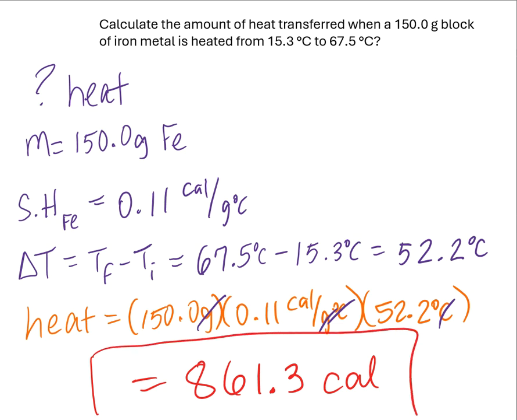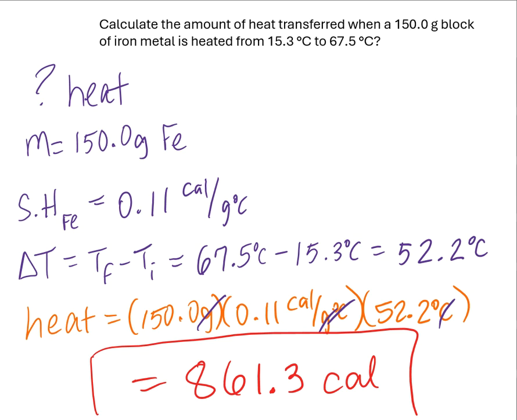So that means for 150.0 grams of iron, it will take 861.3 calories to increase the temperature from 15.3 degrees Celsius to 67.5 degrees Celsius. So this is how we determine the amount of energy in the form of heat that is transferred, either added or removed, in order to result in a temperature change. We can determine whether or not it was added or removed based on how the temperature changed. An increase in temperature means that we're going to end up adding that heat. A decrease in temperature indicates a removal of heat.